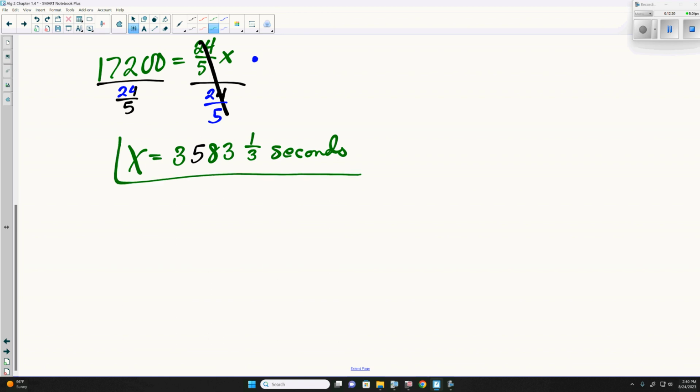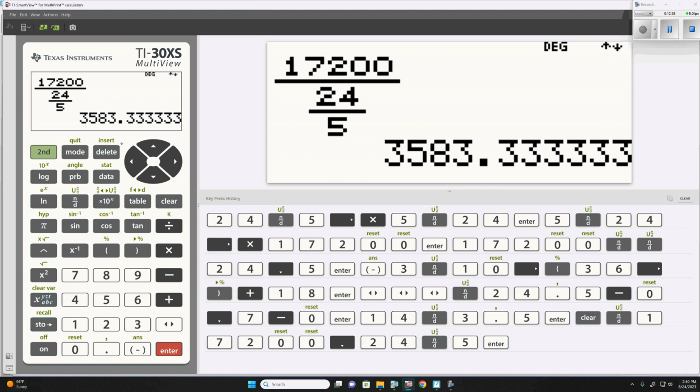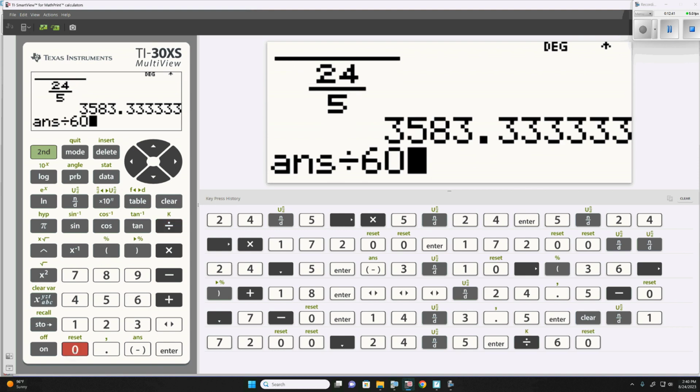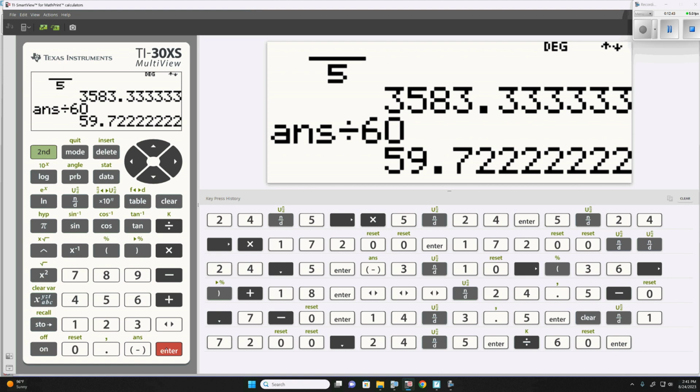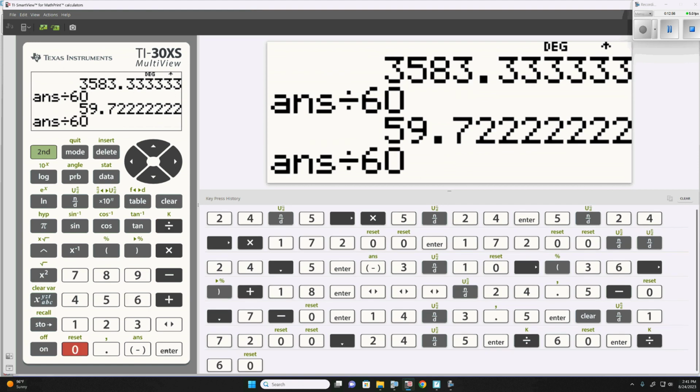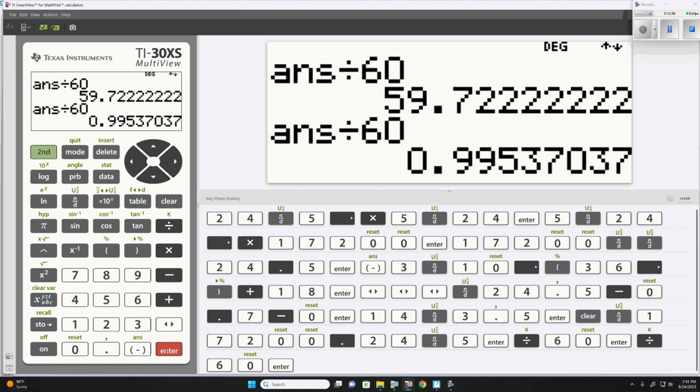So this is how many seconds we had. Now, if we wanted to, we could convert this to minutes, which would mean we need to divide it by 60. So it's about 59.72 minutes, which is approximately what? An hour. Because if we divide it by 60 again, we're almost at 1 hour. So it takes almost an hour to travel 17,200 miles.